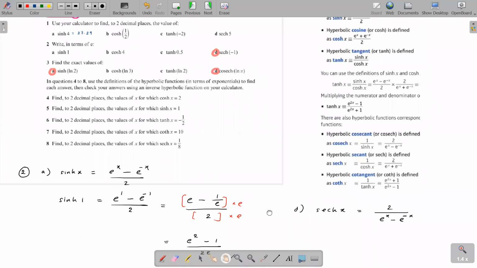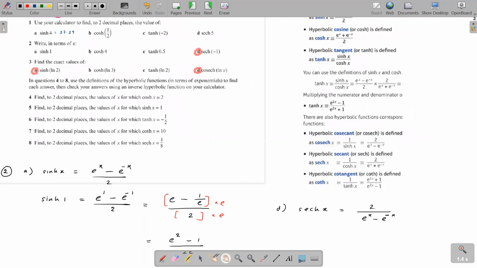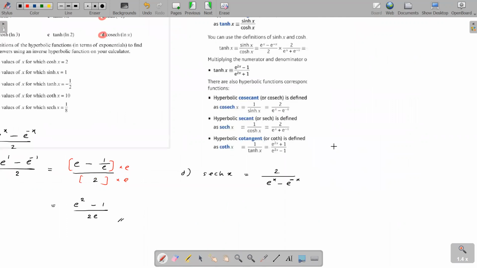All right, guys. So I think these are pretty much straightforward, right? You can type them in the calculator and get the answer directly. So sech minus 1, we'll do that one. In the case of sech minus 1, you're supposed to write the answer in terms of e. So just simply substitute into the equation, right, guys? So we have the sech x equation.